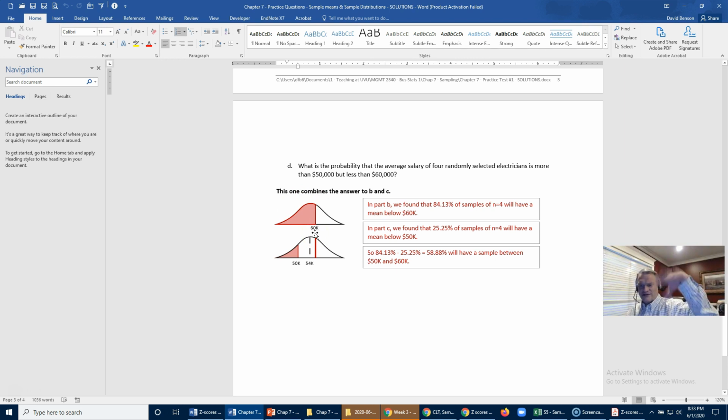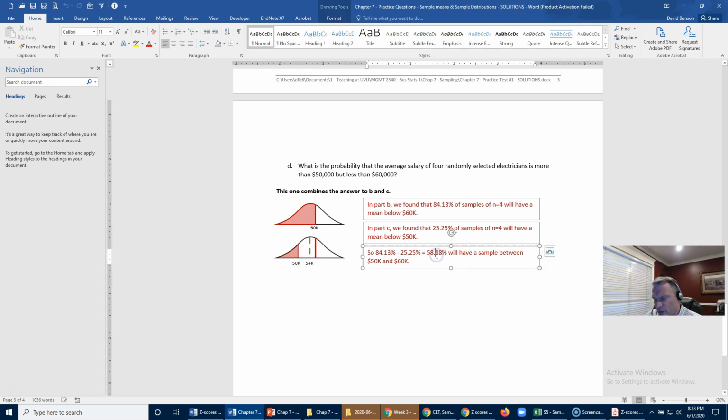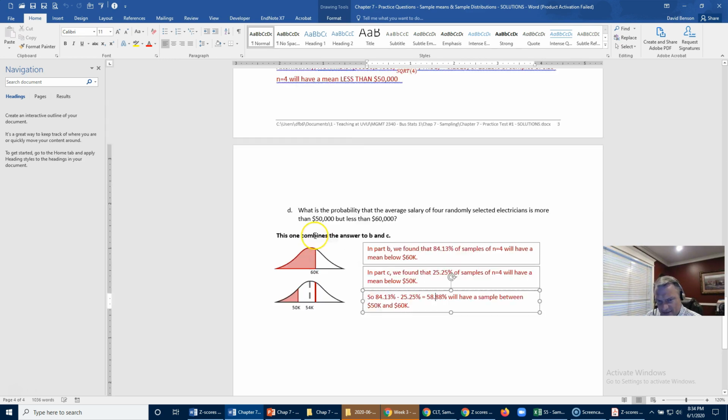If I picked out 100 samples, what percentage of those are going to have a mean less than 60,000? And then this one is, if I do the same thing, what percentage are going to have a sample mean of less than 50? And then I subtract the two to get what's this part in the middle, which is 58.88%. Okay.